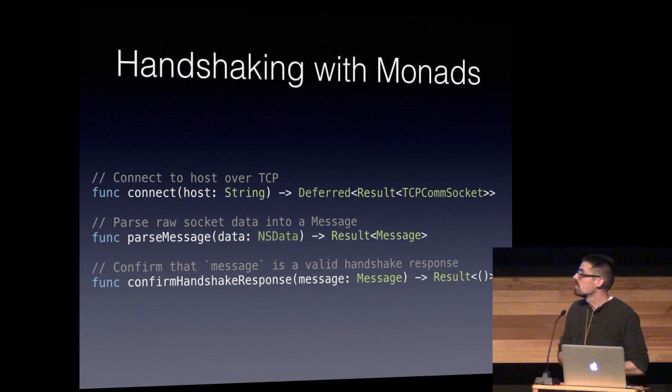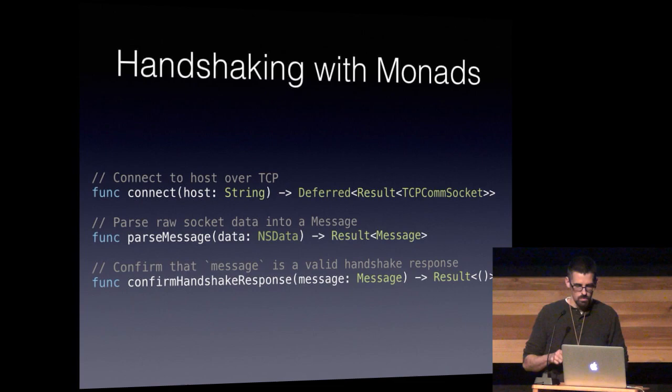Okay, so let's see how we can use these deferred result ideas from earlier and implement this handshake. So I'm gonna show these helper functions and squeeze a ton of code onto the next slide, and I apologize now that it's going to be really dense, but it's the best I could do to fit on a slide. So we have a connect function, takes a host name, returns a deferred result of a comm socket. Fine, that's our initial connection. We have a parse message, which is gonna take some data that presumably we've read off the socket and try to parse it into a message that we understand.